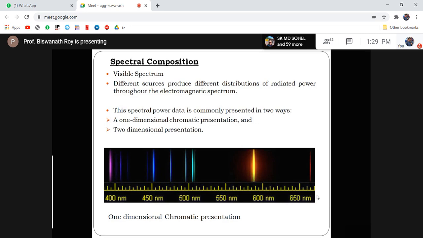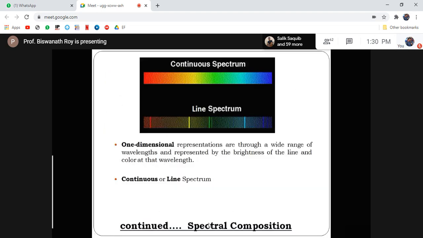So color is not associated with the radiation, right? I repeat, color is not associated with the radiation. It is the property of our visual system that we can differentiate different wavelengths as different colors. So this is one-dimensional chromatic presentation. And these presentations are of two types. One is continuous spectra, and the other is line spectra.